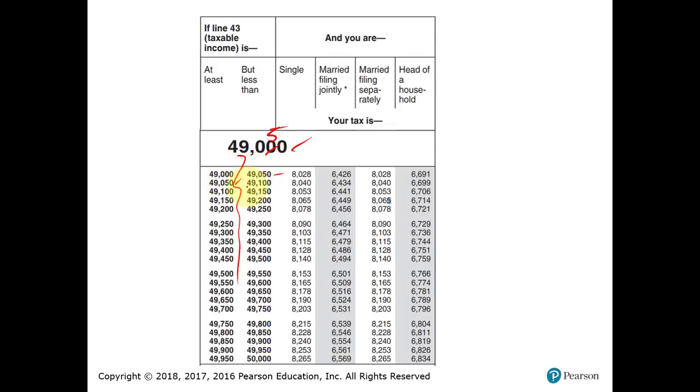So which one would we use? You have to read the captions at the top here, the headers, yeah? At least this amount. 49,050 is at least 49,050.